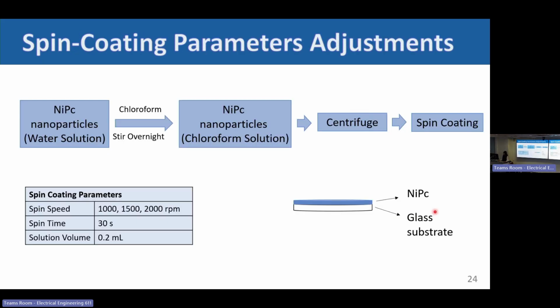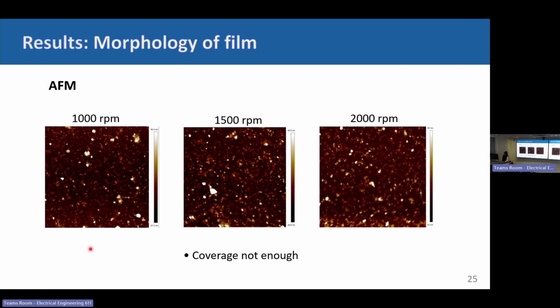And this is the process of the spin coating. After centrifuging, I just take it to the spin coating. So these are the parameters I'm using. The spin speeds are 1000, 1500, and 2000 RPM, and the spin time is 30 seconds. The solution volume I use is 0.2 milliliters. And this is the AFM I got.